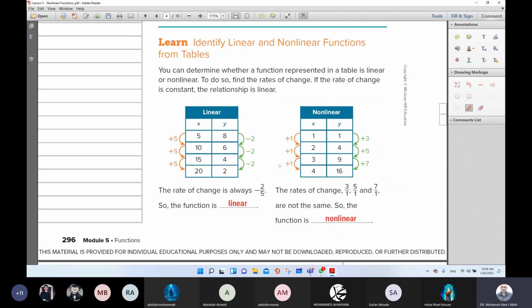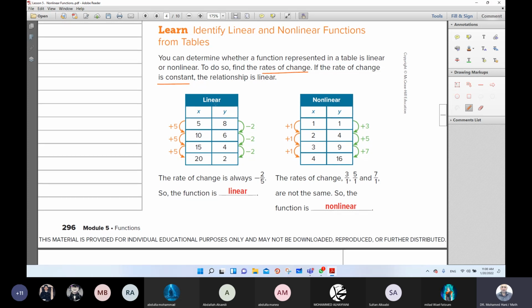The second idea in this lesson: identify linear or nonlinear functions from tables. You can determine whether a function represented in a table is linear or nonlinear. To do so, find the rates of change. If the rate of change is constant, the relationship is linear. If the rate of change isn't constant, the relationship is non-linear.